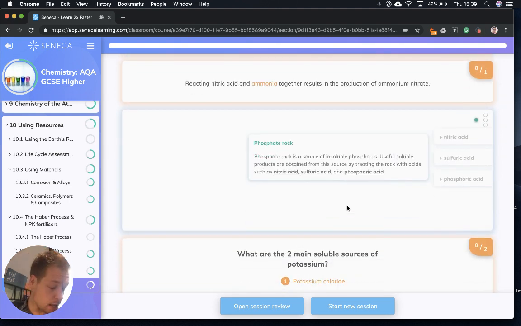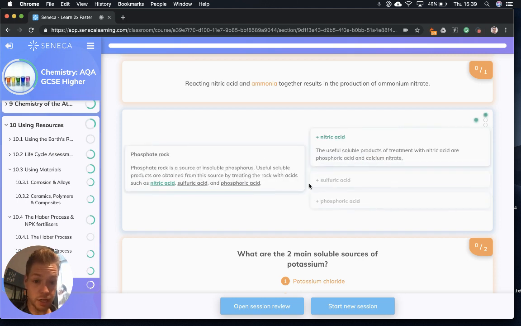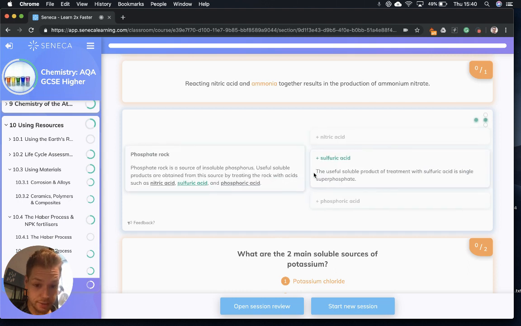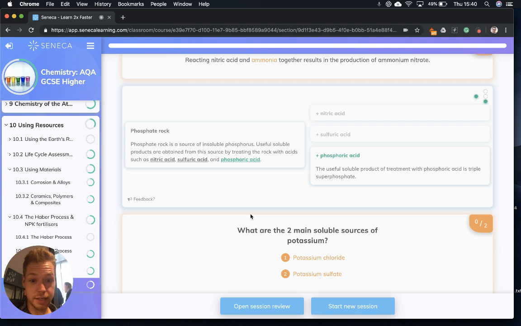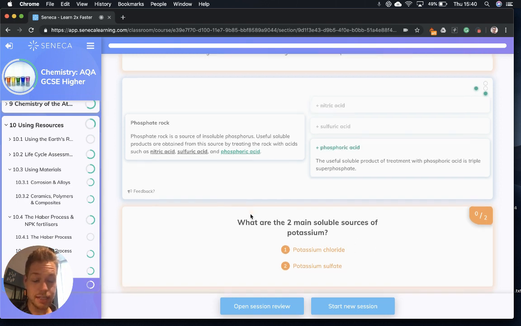So let's run through phosphate rock again, and we can get different products from phosphate rock by reacting it with different acids. So do you remember what we get if we use nitric acid? With nitric acid, we get phosphoric acid and calcium nitrate. Sulfuric acid, remember, sulfuric acid gives us the superphosphate. And if we want to take it a step even further, we can treat it with phosphoric acid, and that gives us triple superphosphate. Isn't that fun?